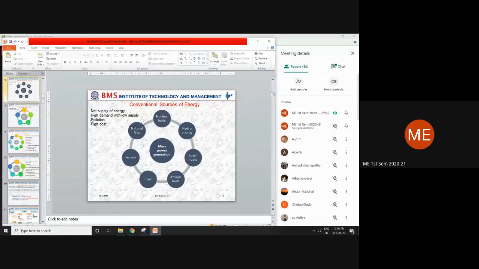Or if the cost involved is more, we can call it a conventional source of energy. These are all the different definitions you can give. The conventional sources of energy are fossil fuel, hydro energy, nuclear fuels, natural gas, petroleum, coal. All these are considered conventional sources of energy. Okay.